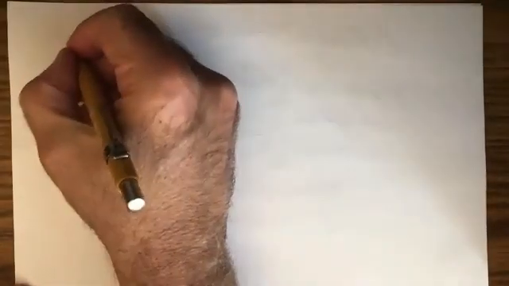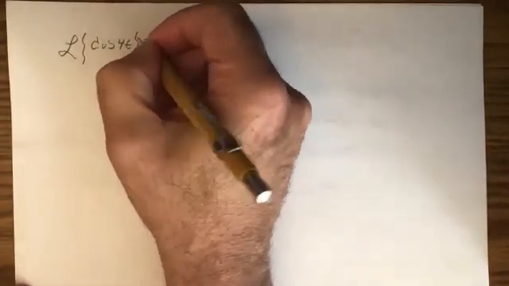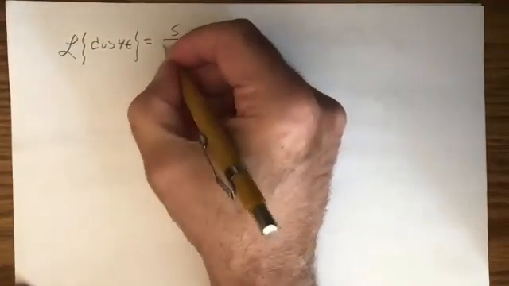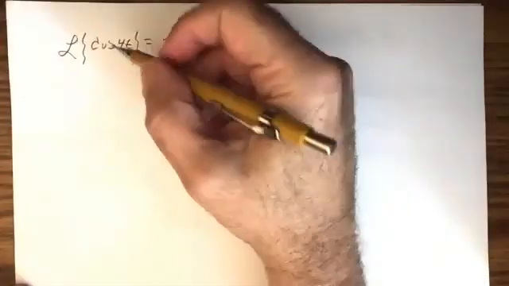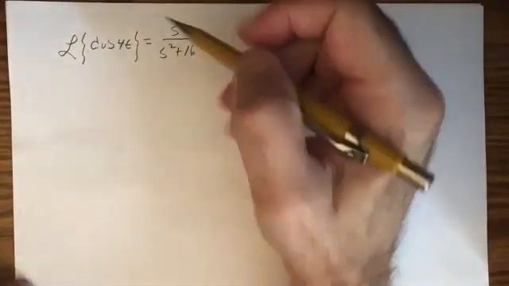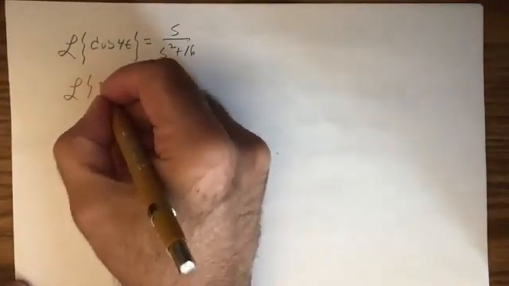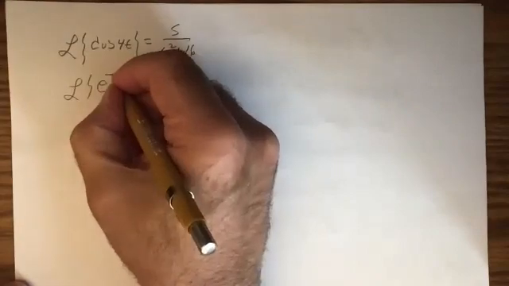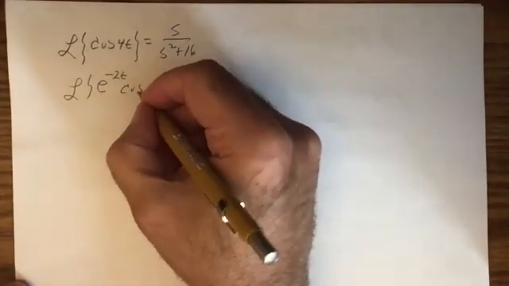Just to remind you, the Laplace transform of the cosine of 4t is equal to s over s squared plus 16. That's the Laplace transform of the cosine. But now, suppose I wanted the Laplace transform of e to the minus 2t times the cosine of 4t.